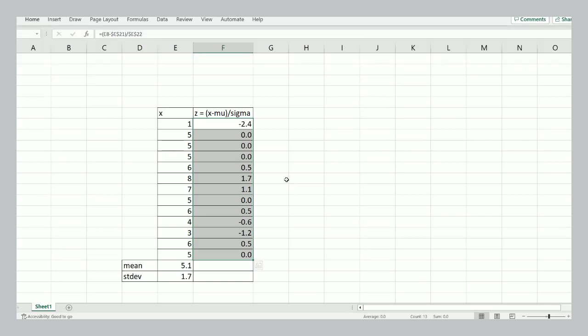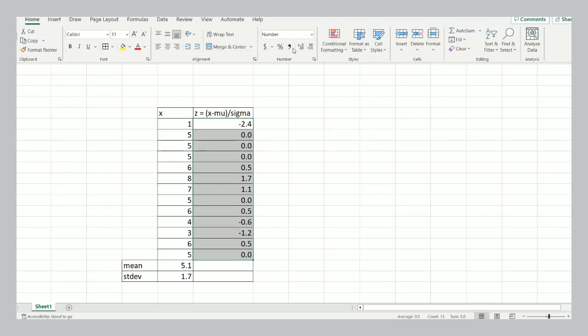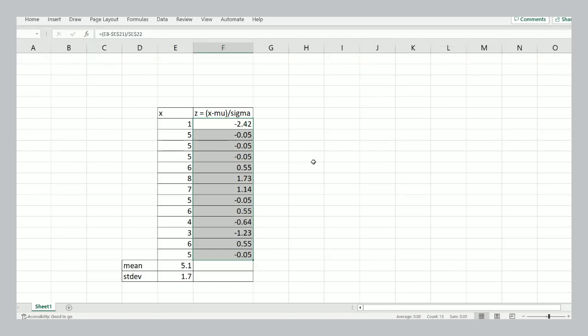Okay, so these right here are our z values. I'm going to add a few decimal places because it looks like a few of them are pretty close to 0. There we go. So it's like converting between Celsius and Fahrenheit. Our x value is 1, but on the z scale that's a negative 2.42. If our x value is 5 on the z scale, that's a negative 0.5. If our x value is 8 on the z scale, that's a 1.73.